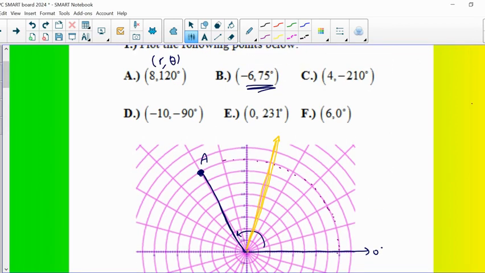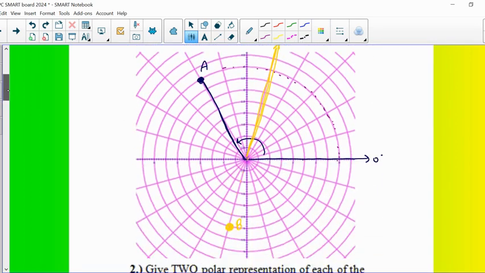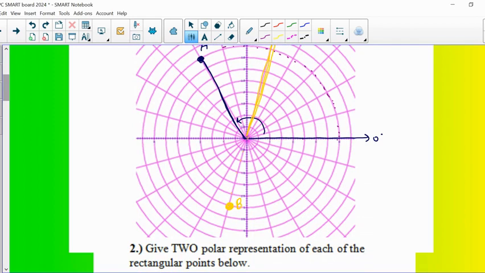Now for C, 4 comma -210 degrees. So I'm going to think about going a negative degree. So that's a clockwise direction. So I'm going -180. There's -210 degrees. And then I go out 4 in that direction. 1, 2, 3, 4. So there's where I could plot point C.